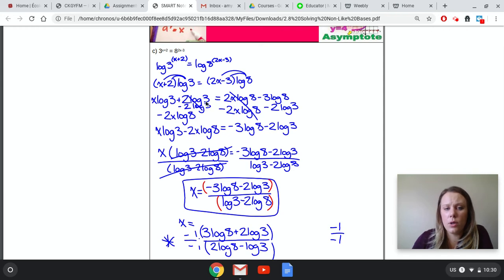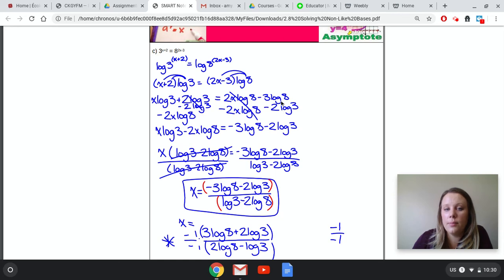Now this one has more going on than the last one. You have to look at each term and determine the ones with x's, bring those over to the left, and the ones without x's you're going to bring to the right. This is a step in algebra where we'll be adding or subtracting. So I wanted to bring this 2x over. It was positive, so I subtracted it. I wanted to bring this 2 log 3 over. I subtracted it because it was plus.